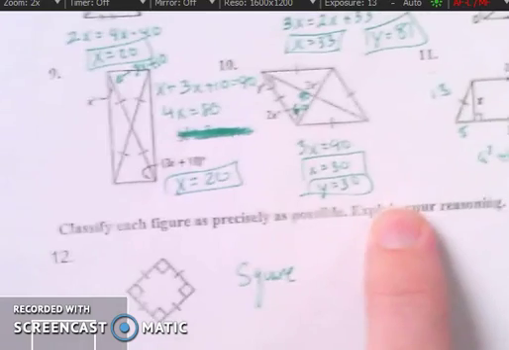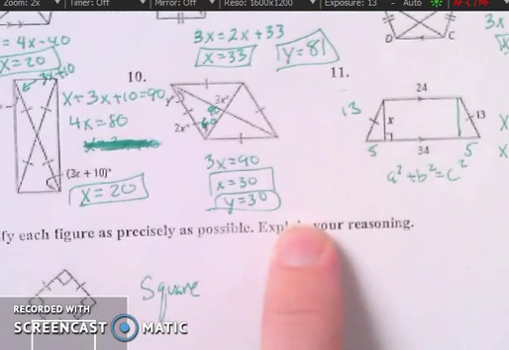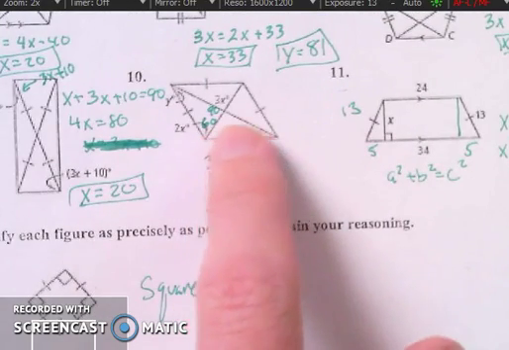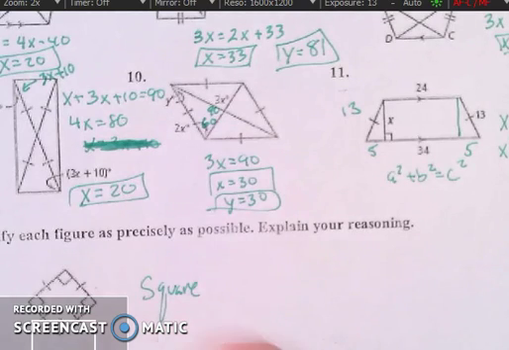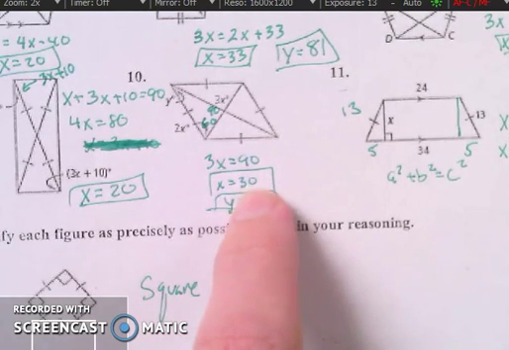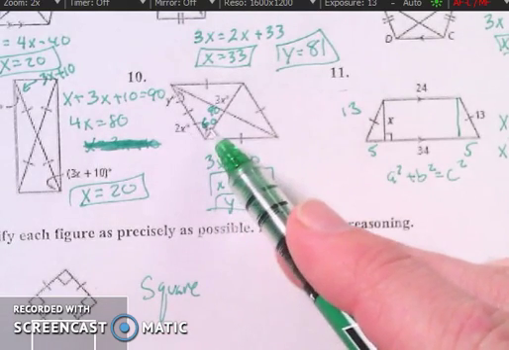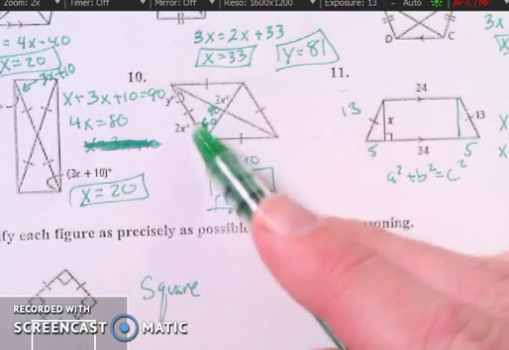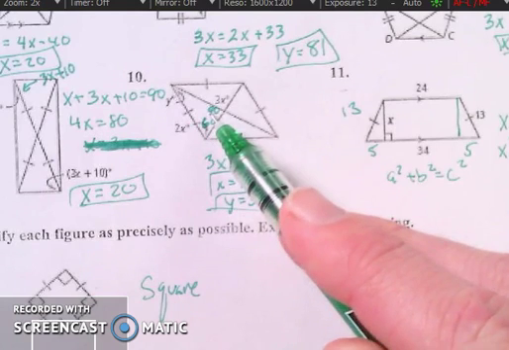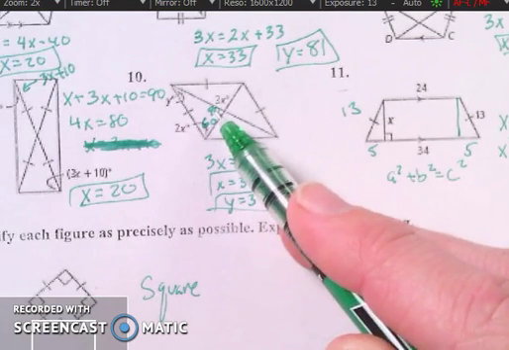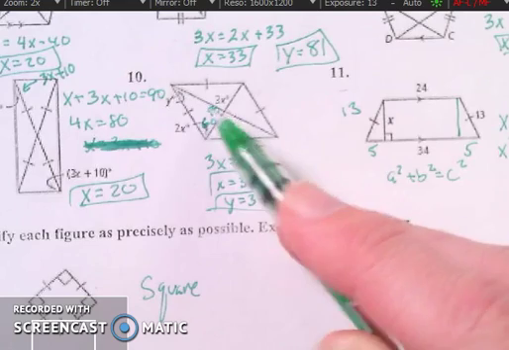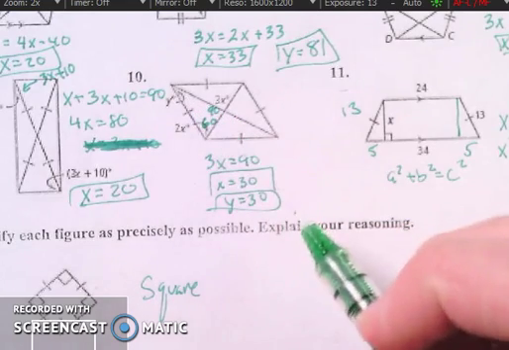Number 10, we're dealing with a rhombus. All sides are congruent, which means all these angles in the middle of the diagonals are all equal to 90. So we set 3x equal to 90 to get x equals 30. Then we multiply 2 times x and we get 60. In this triangle here we have 60 and 90. That gives us 150. We're only off by 30 to get to 180, and that's why we get y equals 30.